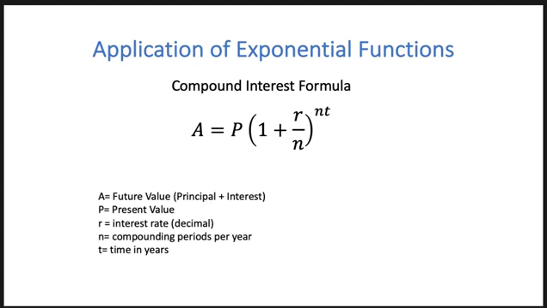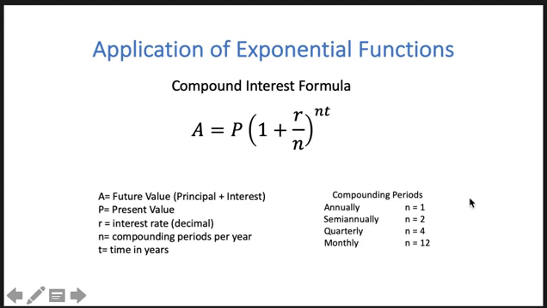P is your present value, or think of it as your initial investment. That's the amount you're putting in the bank. R is the interest rate you're earning, and in this formula, it needs to be written in decimal form. N is the number of compounding periods per year, and T is your time in years.